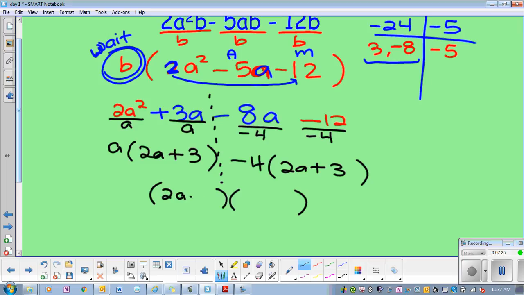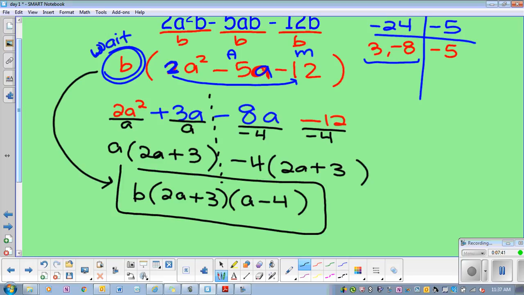Double parentheses, 2a plus 3. What goes in the other one? A minus 4. Don't forget to bring down that GCF that was waiting for you, right? And then there you go. That's it.